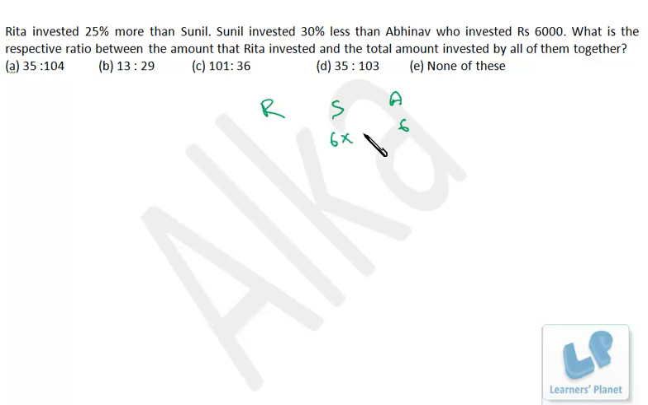So that's, I write 0.7. And so Rita is investing 25% more of Sunil. So 25% more, that means 125%, and 125% is what? 5 by 4. So it is 6 into 0.7 into 5 by 4. Right? Now we have to find out the ratio between Rita and the total amount.